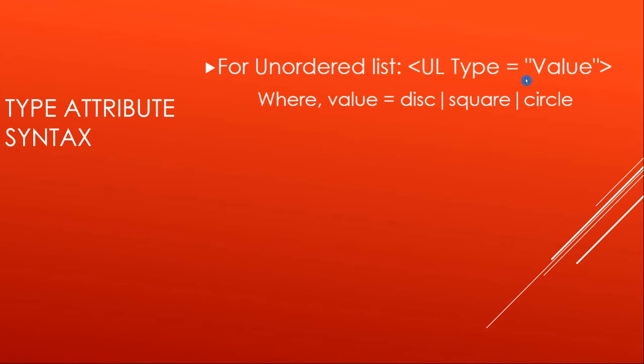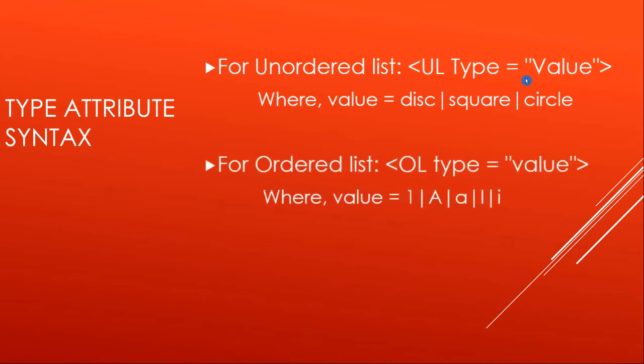Okay, so this is the syntax for unordered list. Next, ordered list. So here again, same thing, OL type is equal to value. In the value we can mention these types of numbering: 1, 2, 3, 4, 5, capital alphabets, small alphabets, capital Roman letters, small Roman letters. So these are the types which you can use as numbers for your ordered list.